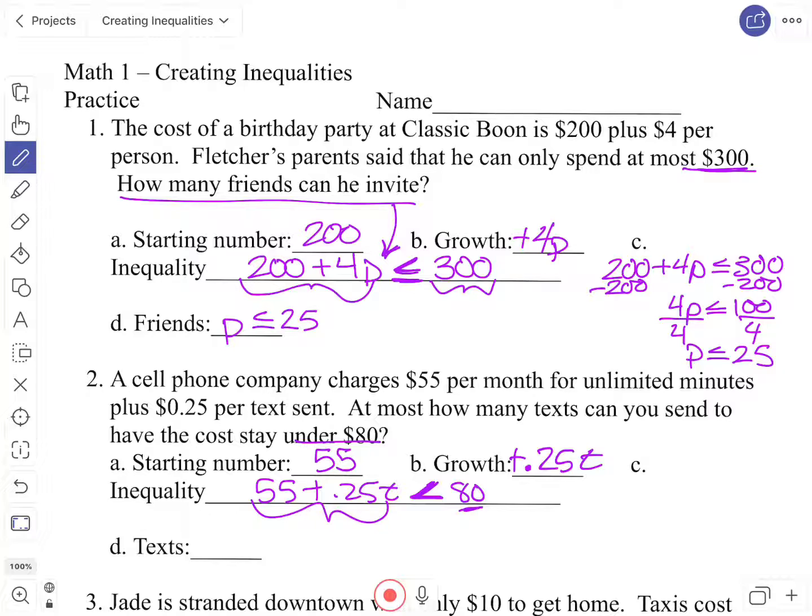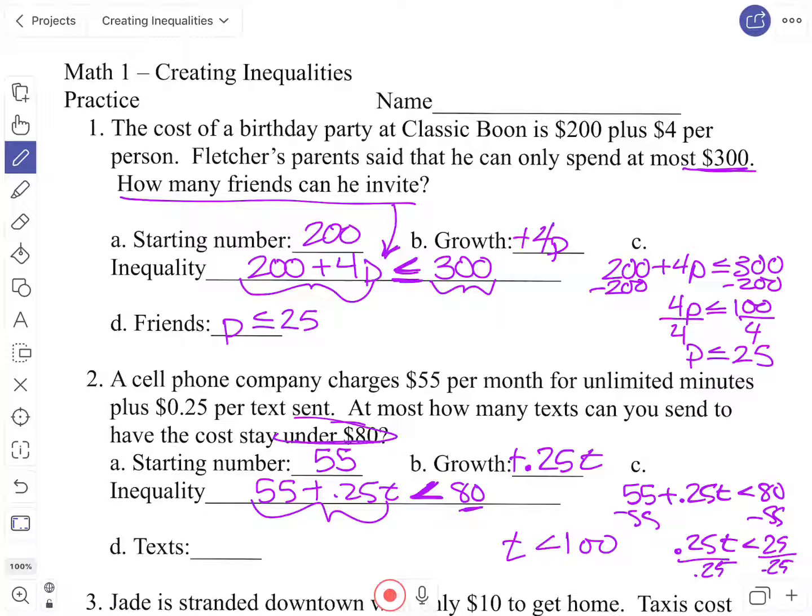Now, could we put an equal sign here? Well, it says under 80, doesn't say equal to 80, so that's how we're going to have to leave our inequality, okay? Now again, to figure it out, we're going to do the same process to solve it, okay? So we'd subtract 55 first, get 0.25t is less than, that'd be what, 25? Then we divide by 0.25, okay? And what we end up with is, let me grab a calculator here, 100, okay? So t is less than 100. So how many texts can he send? Well, less than 100 of them, okay?